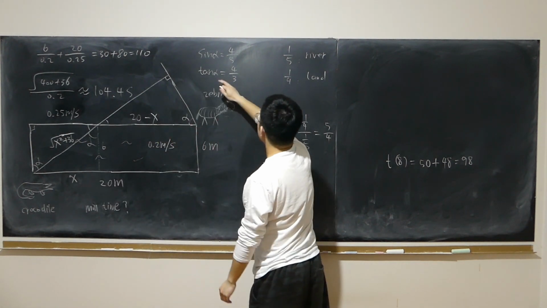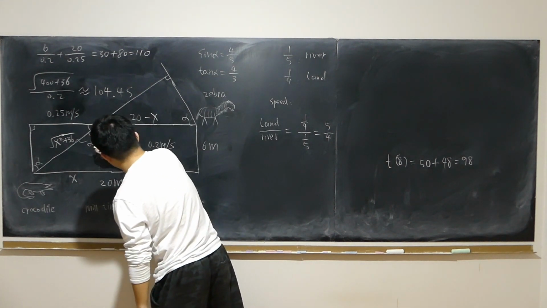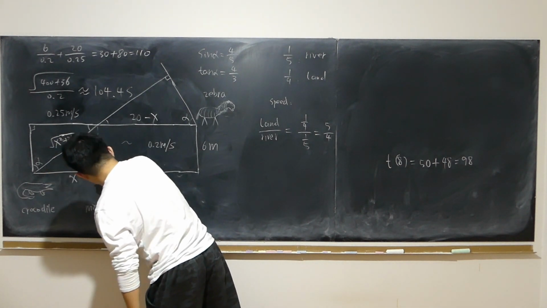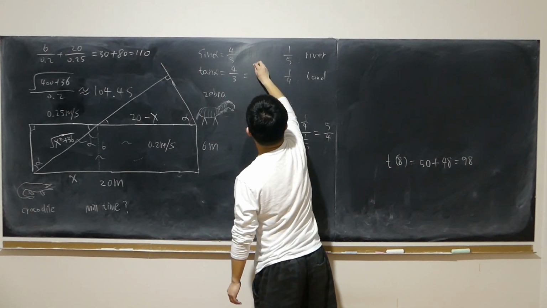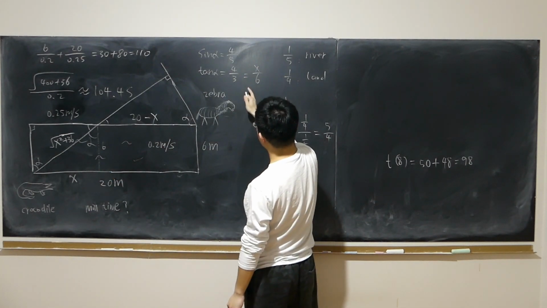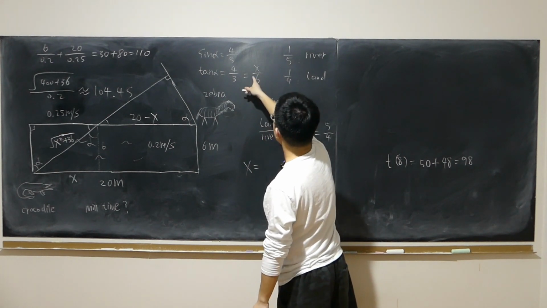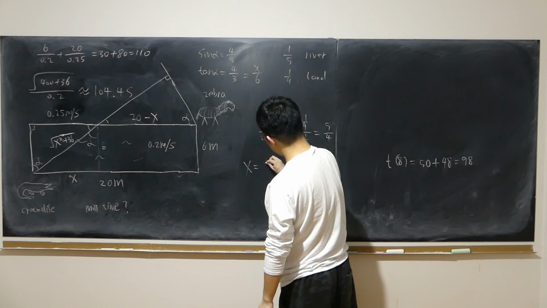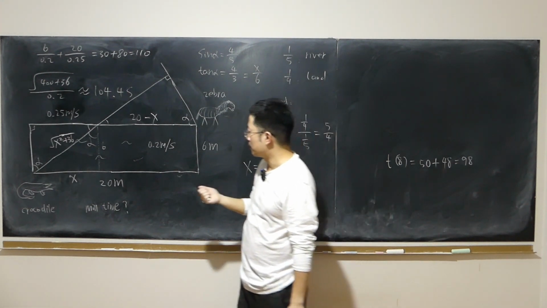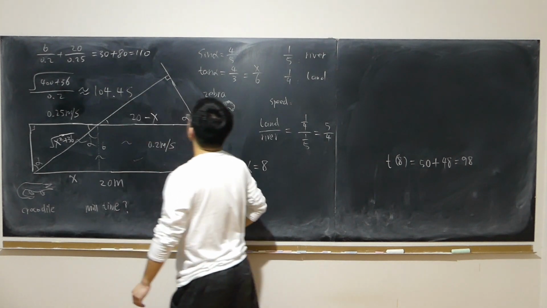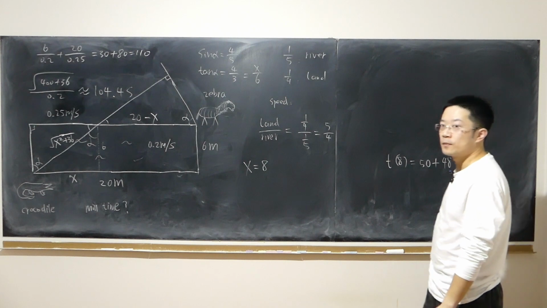Like I said, I make sure tangent alpha is 4 over 3. Right? Tangent alpha is this over that, x over 6. That's what I made sure. So in other words, x is equal to 8. Right? That's when the minimum time will happen. Right? Exactly the same result as we derived earlier using calculus.